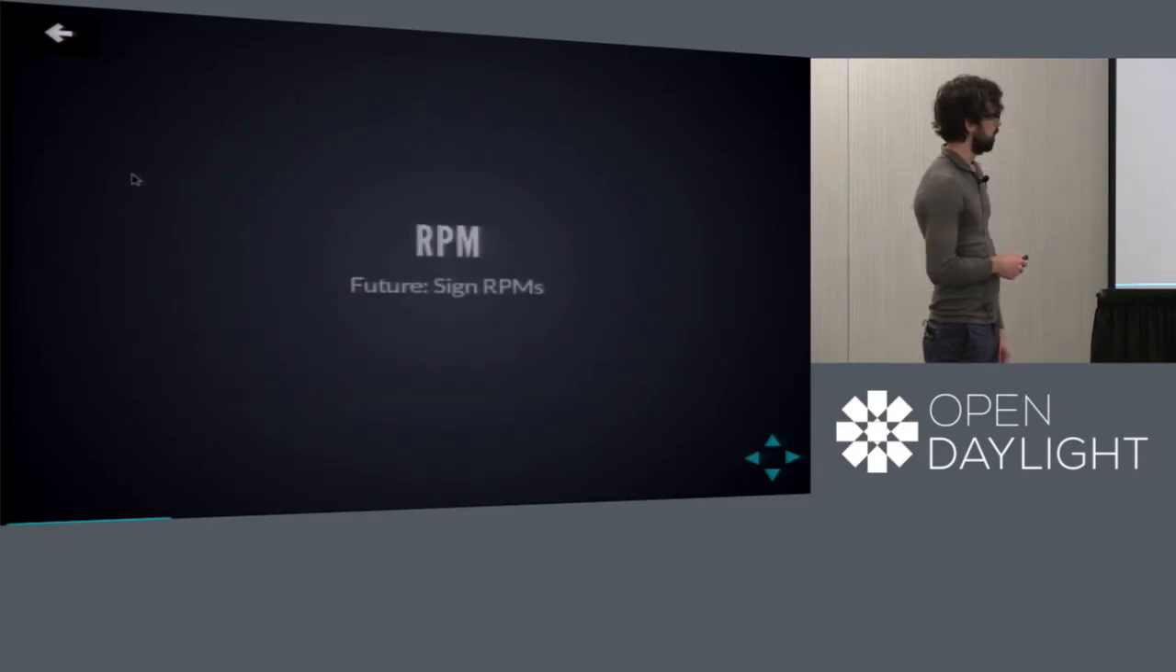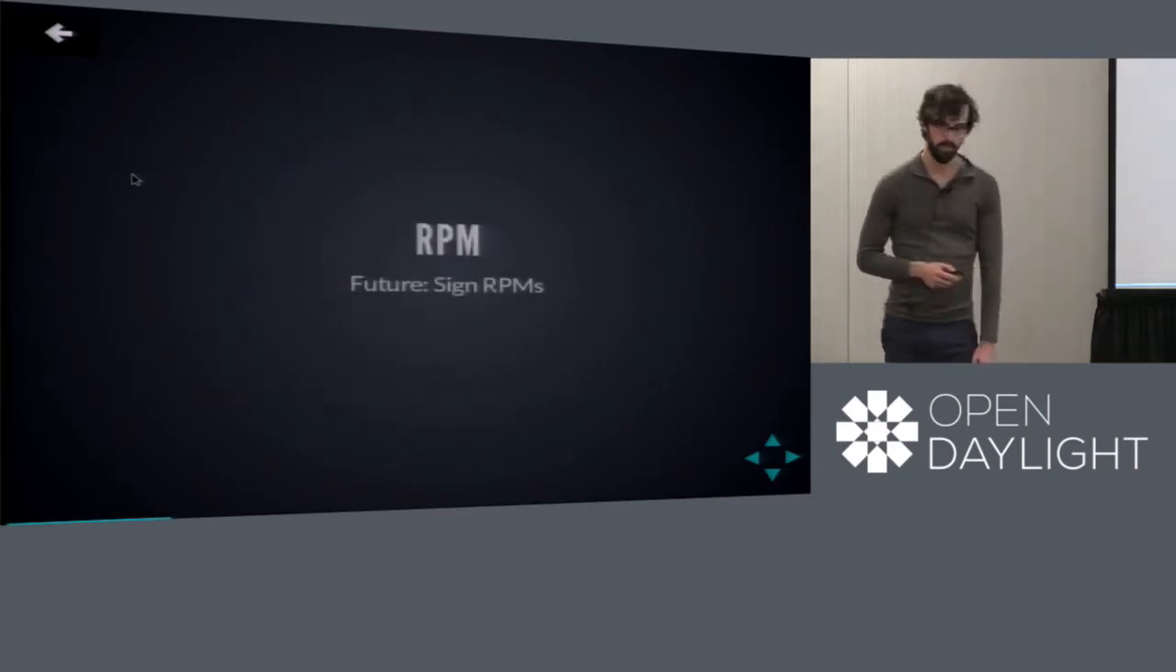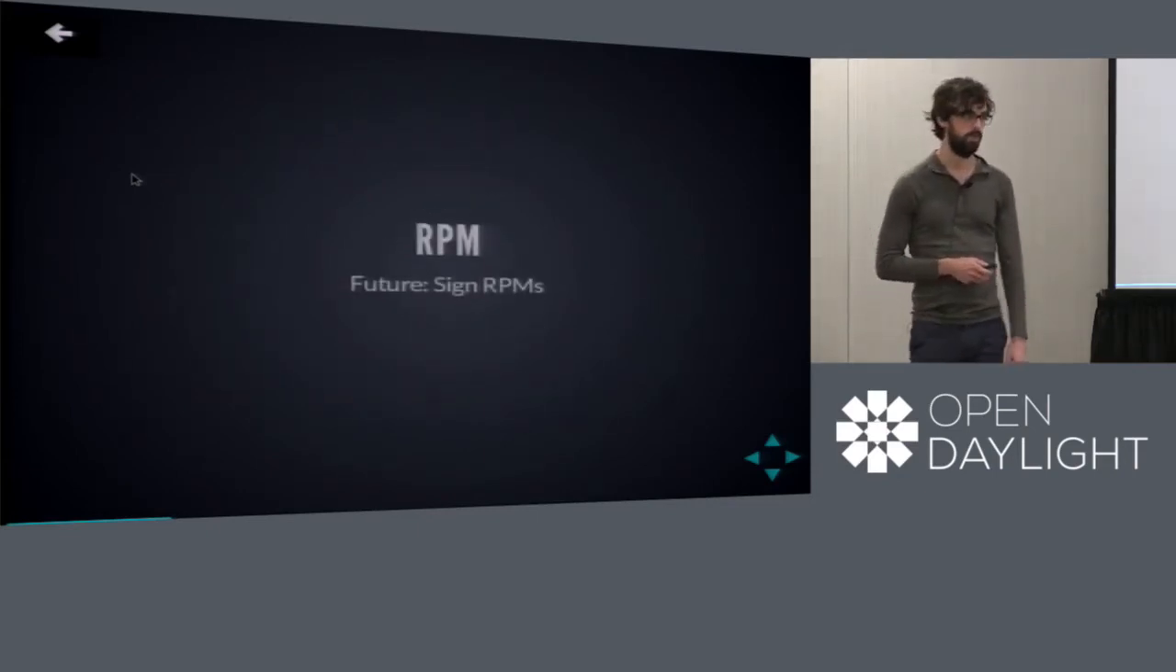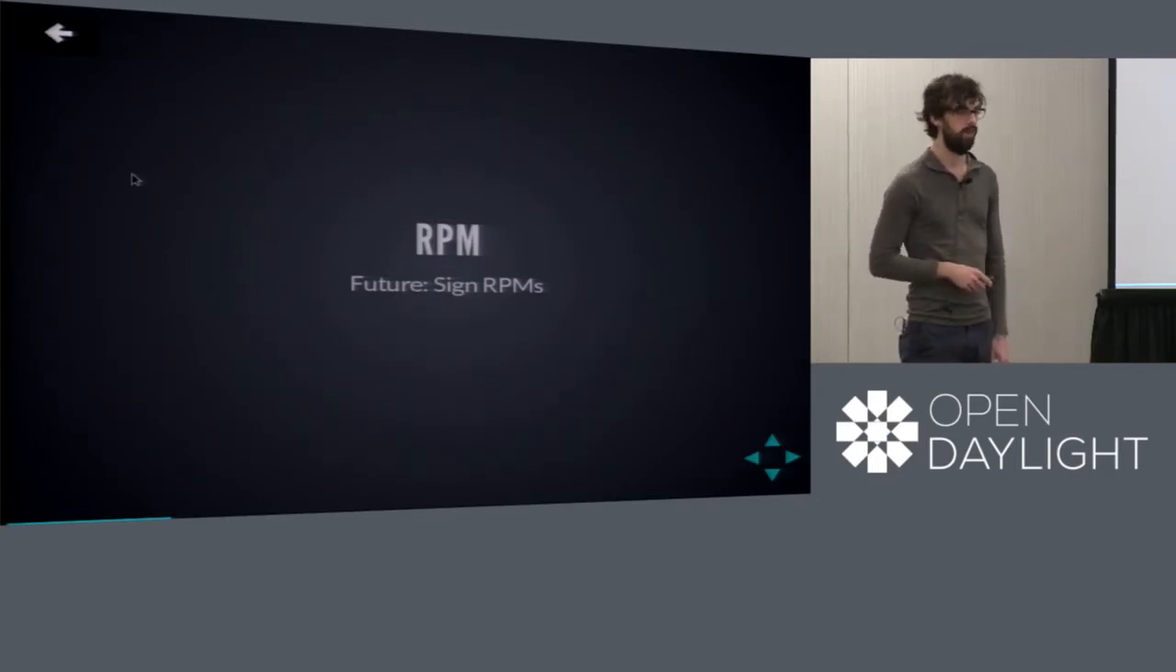So that's the end of the RPM example. A few quick to-dos. RPM-wise, we have started signing ODL's artifacts, or tarball release artifacts. We also need to start signing our RPMs. We've got a decent web of trust going on here, so I think it's time.